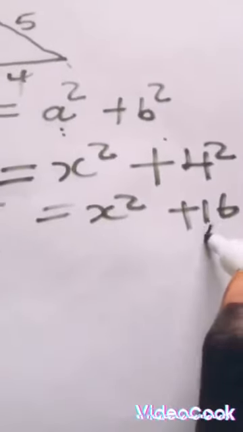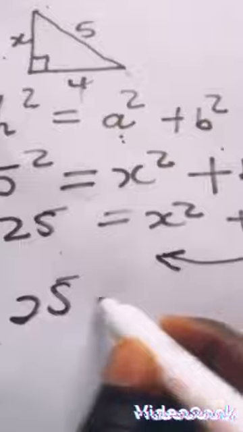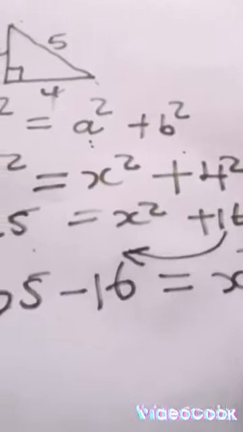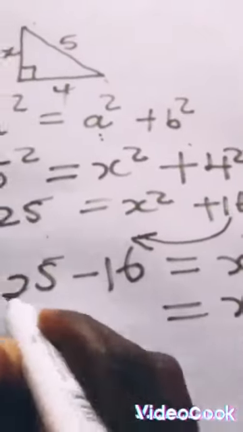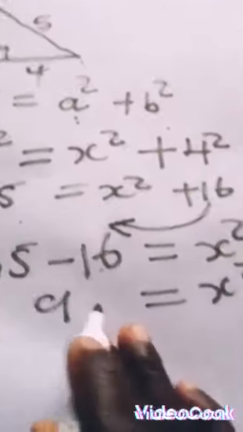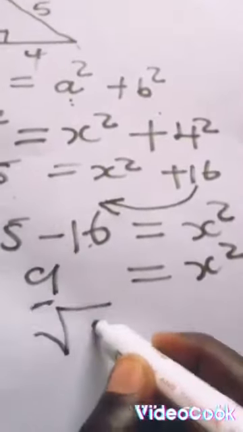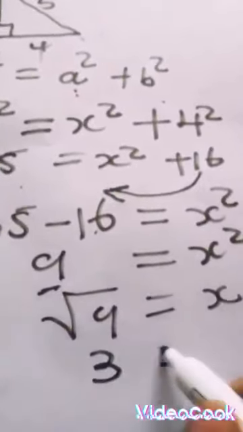Then you collect like terms. So we have 25 minus 16 is equal to x squared. Then x squared is equal to 25 minus 16, which gives 9. So root 9 is equal to x. So 3 is x.